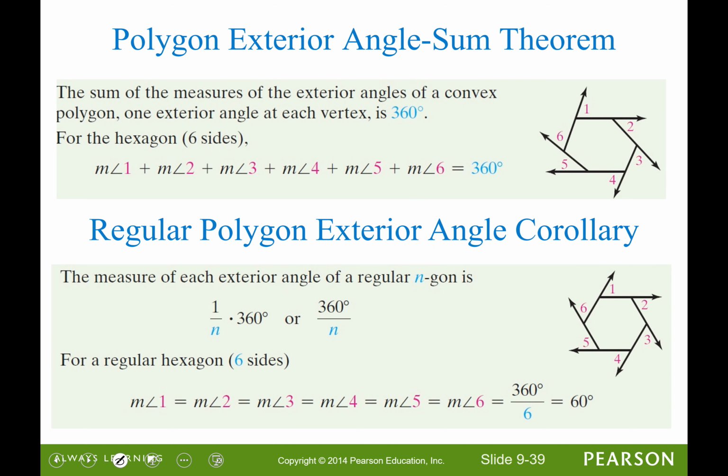Regular polygon exterior angle corollary: the measure of each exterior angle of a regular n-gon is 360 divided by the number of sides. So you can see from our same example of the hexagon, add all of these up, you get 360 degrees, and then divide by 6, and you get the measure of each of those angles. So angle 1 equals 60 degrees, angle 2 measures 60 degrees, all of them. 1 through 6 all measure 60 degrees.